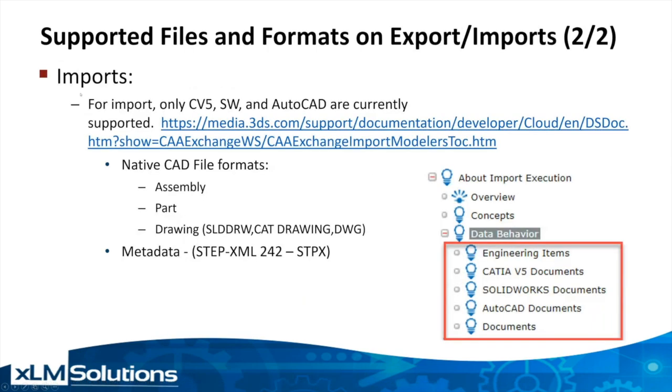As far as the imports and file formats, these are the file formats, CAD and non-CAD, that can be imported. So CATIA V5, SolidWorks, and AutoCAD. Obviously V5 and SolidWorks are 3D and 2D, assembly, parts and drawing. AutoCAD is 2D only, and documents are non-CAD, your PDFs, Office, and whatnot. And again, the metadata, so if you need your attributes, your history, has to be brought in as a STEP XML 242, STEP X file in order for 3DEXPERIENCE to actually understand the data and map it correctly.